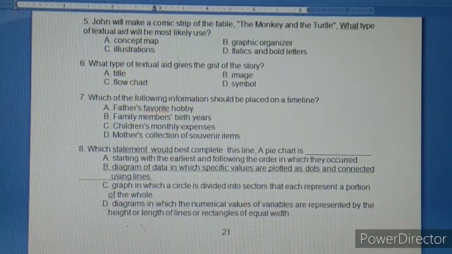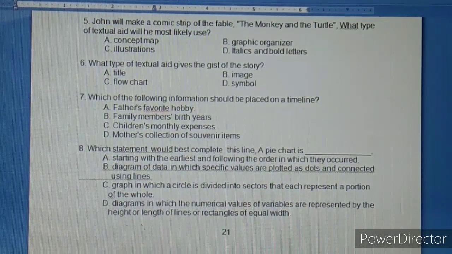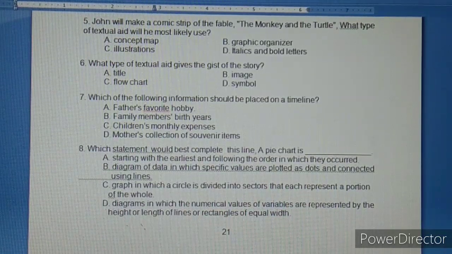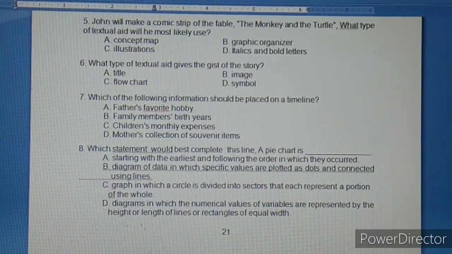Let's move on to number 8. Which statement would best complete this line? A pie chart is A. Starting with the earliest and following the order in which they occurred. B. Diagram of data in which specific values are plotted as dots and connected using lines. C. Graph in which a circle is divided into sectors that each represent a portion of the whole. Or D. Diagrams in which the numerical values of variables are represented by the height or length of lines or rectangles of equal width. The correct answer for number 8 is letter C.